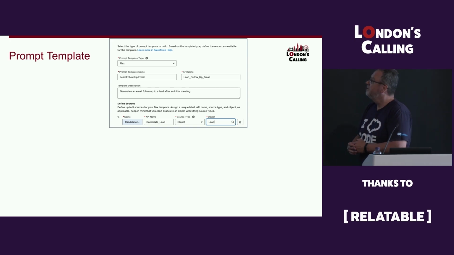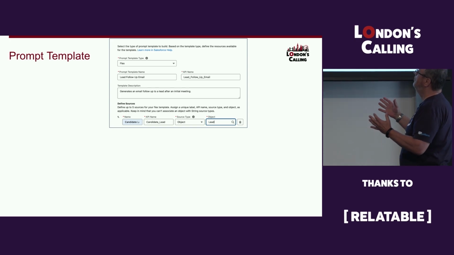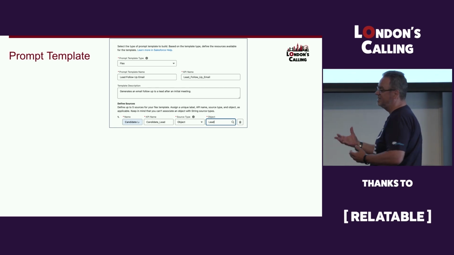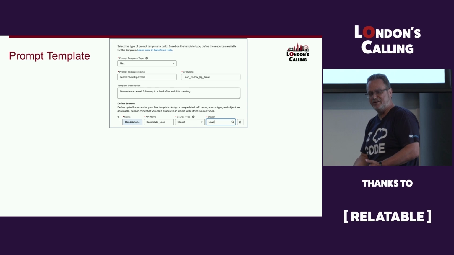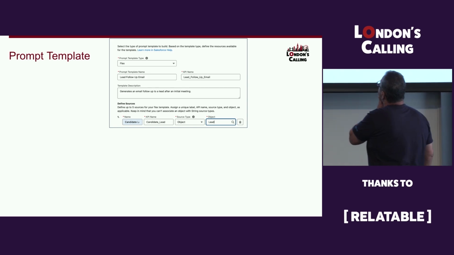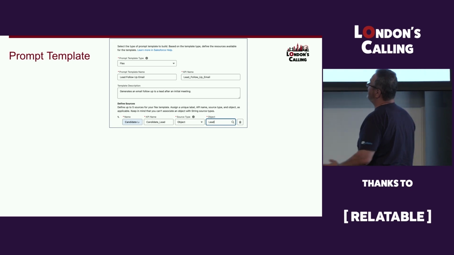So again, with prompt templates, I could have one of these already for sales emails or something like that, but prompt templates I'm generally speaking creating from scratch. It's not like I'm reusing existing Apex, existing Flow or anything like that. So in this case, I'm creating a new one. Interestingly, I'm creating it as a flex template.